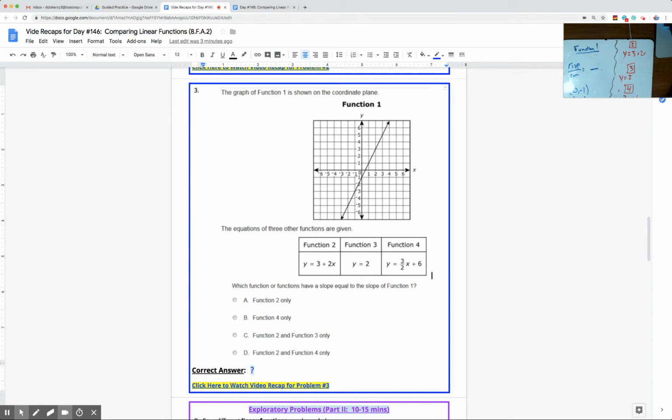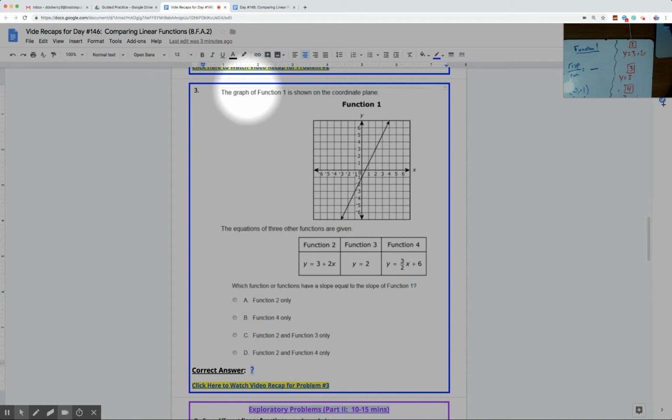For practice problem number 3, we're given 4 different functions. Function 1 is shown as a graph, and then the equations of 3 other functions, 2, 3, and 4, are shown as equations. The problem, as we continue to read through the entire problem the first time, really asks us which function or functions have a slope that is equal or the same as the slope for function 1.